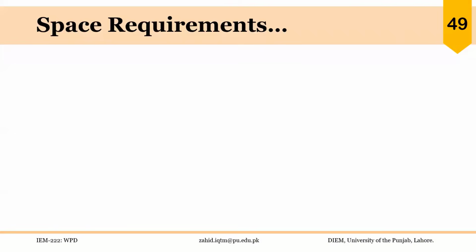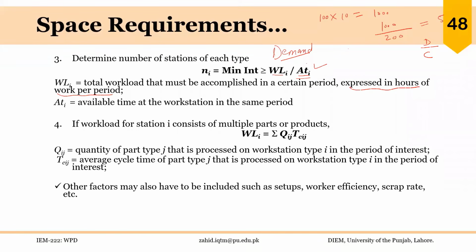Now, of course, if there is more than one type of product that has to be made on a work center, then the workload of the different products that are to be made on that work center will be added. So quantities multiplied by time, they will be added. So that will give us the total workload if more than one product is to be processed. So this number will change then.